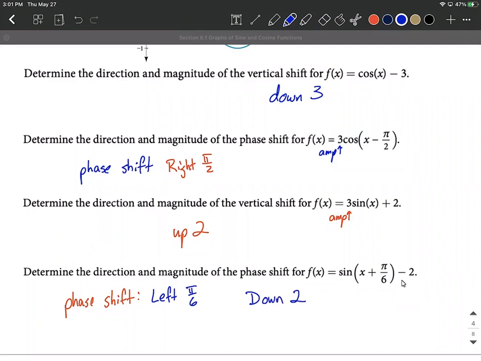All right, so I hope this helps out as you're trying to pick out amplitude changes, phase shifts, and vertical movements either up or down. Good luck.